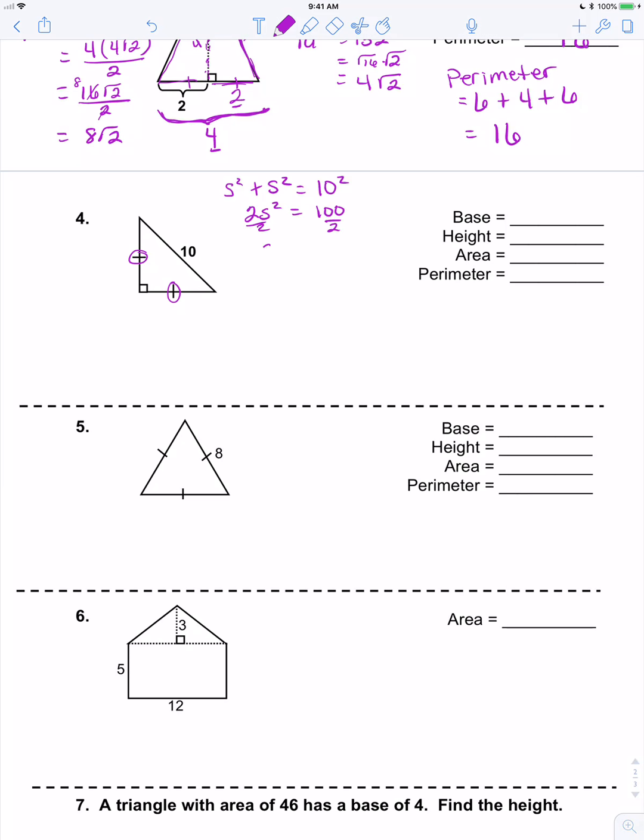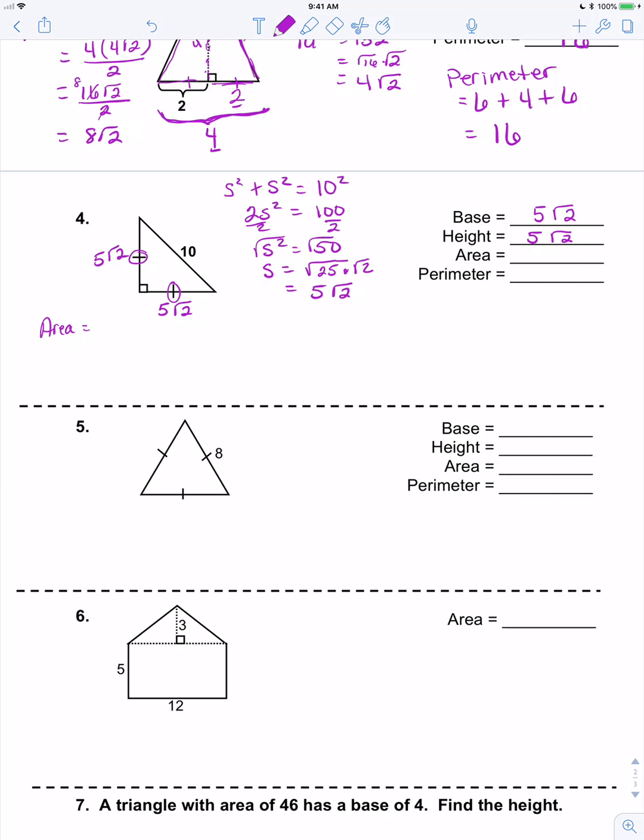Divide both sides by 2. Side squared is 50. Let's take the square root of both sides. So the square root of 50 is 25 times the square root of 2. The square root of 25 is 5 square roots of 2. So these are both 5 square roots of 2. So my base is 5 square roots of 2. My height is also 5 square roots of 2.